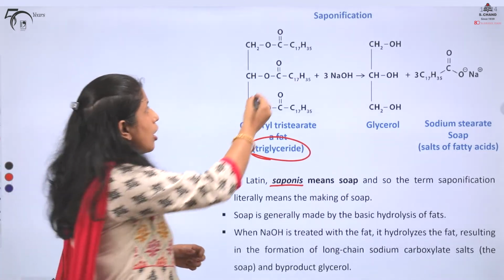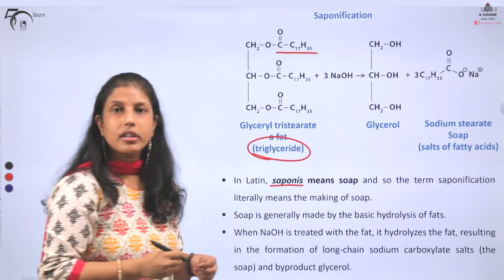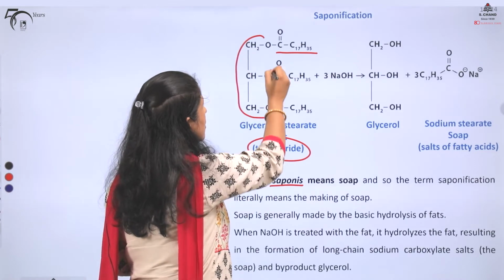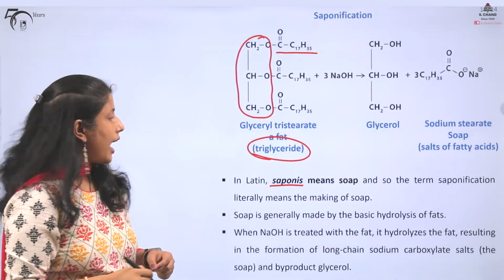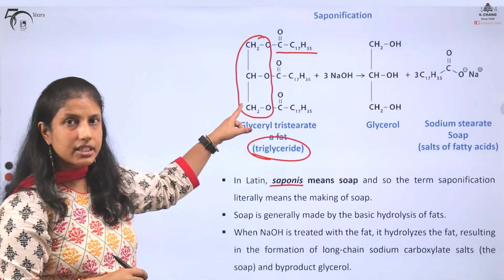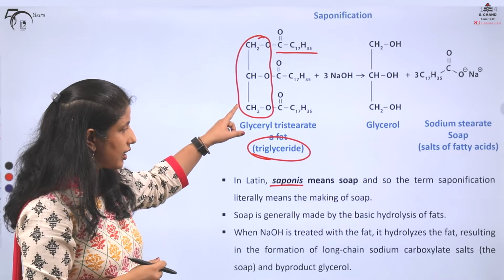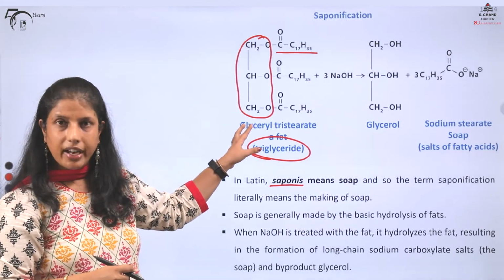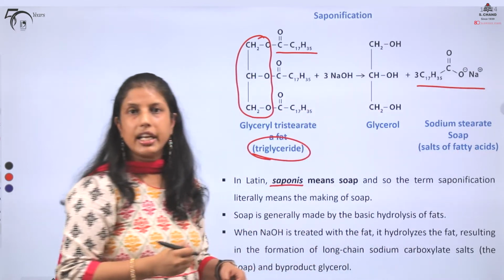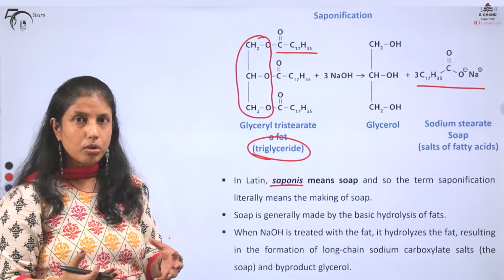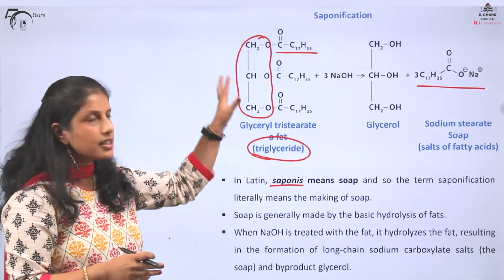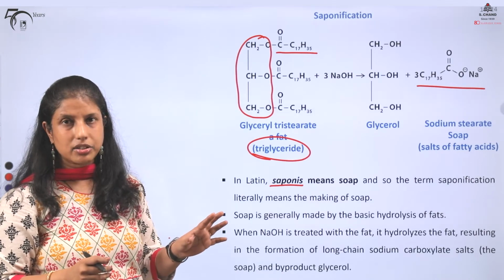They are esters of long chain carboxylic acids with the triol glycerol. And so, when sodium hydroxide is treated with the fat or the triglyceride, it hydrolyzes the fat to produce the sodium salt of the long chain carboxylic acids, our soap, along with the byproduct glycerol. This was our saponification reaction.